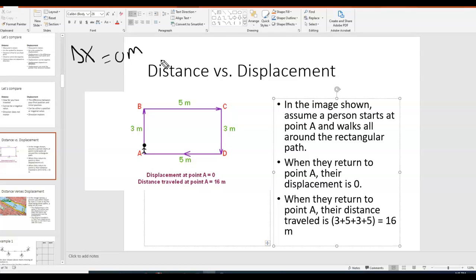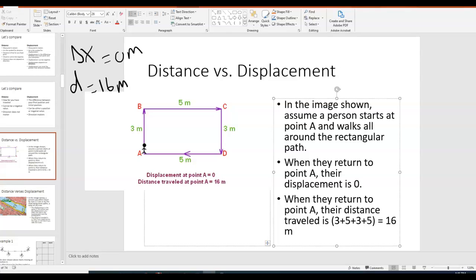Now, what is their distance traveled? Well, distance is how far they actually traveled, and so they went 3 meters, plus 5 meters, plus another 3 meters, plus another 5 meters, and so their total distance traveled was 16 meters. And so I would write D equals 16 meters. And so here their distance and displacement are definitely not the same.